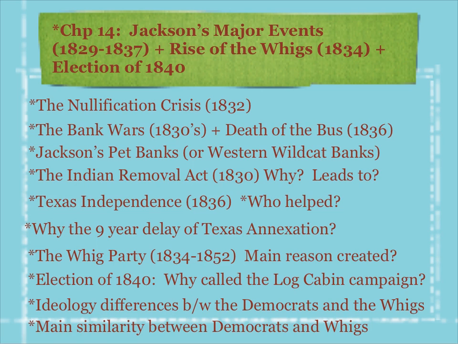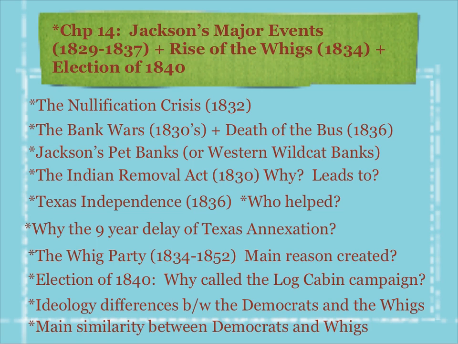And of course, eventually the Texans are going to want to become Americans. They want protection from America against Mexico, and they want to join the United States. But we know that there is a 9-year delay. Texas does not get annexed into the United States until 1845, and it's all because of slavery. People in the North, there's more abolitionists, there's more anti-slavery people now in the North by 1836, and they do not want to annex Texas because they do not want another slave state.